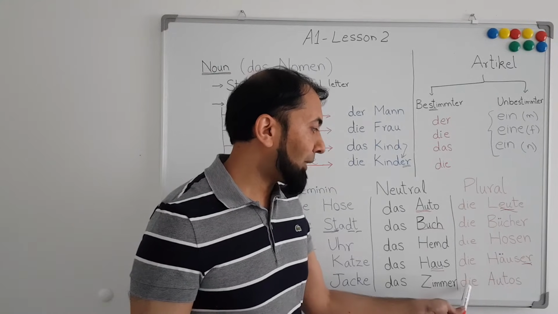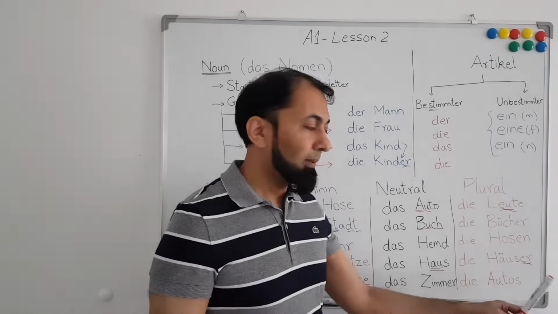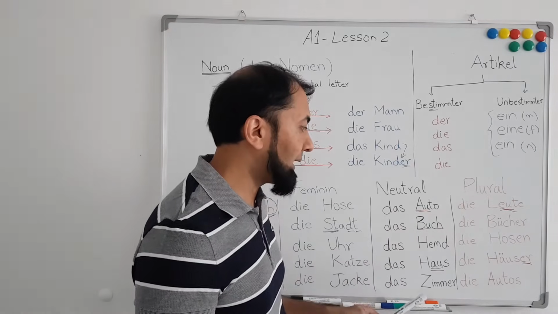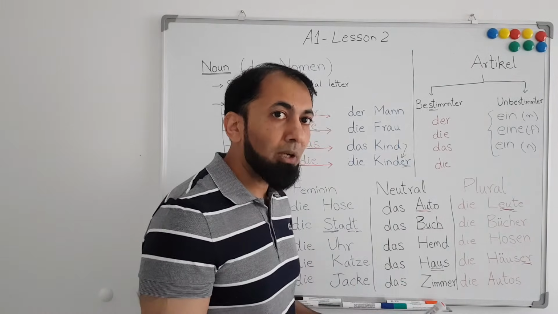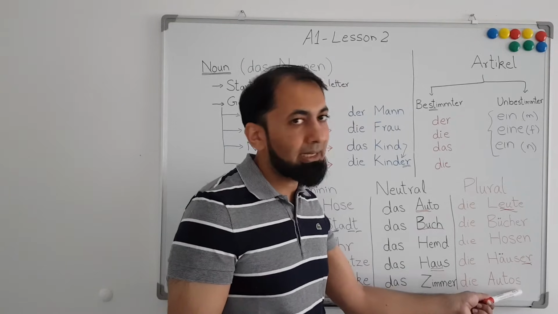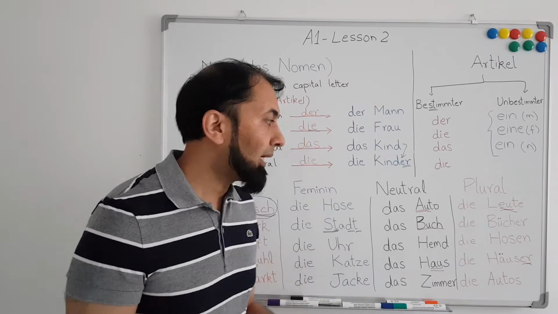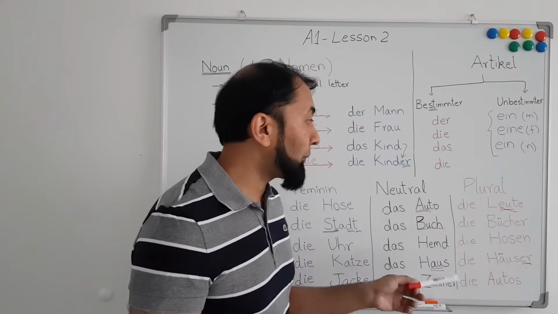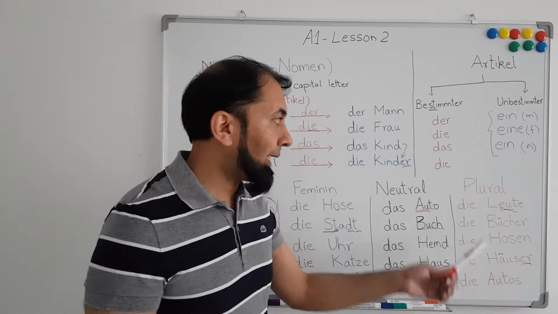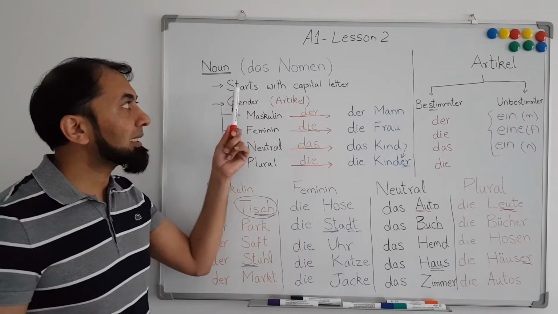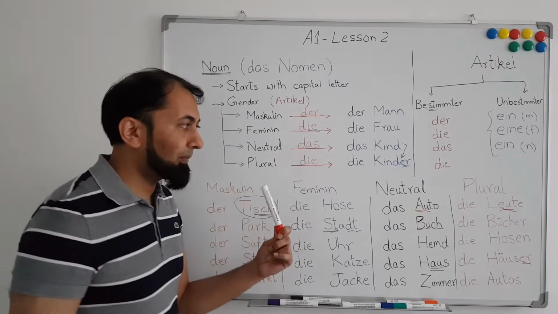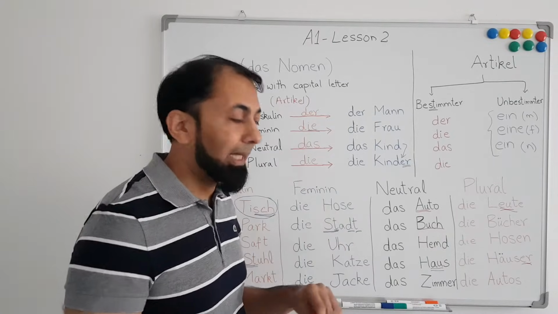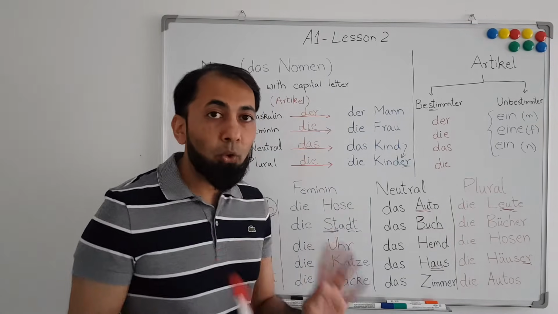Next we have the example of die Autos. Here you see that we had das Auto, car or vehicle, and in order to make the plural of it, we have added one s. Again there are different rules for making plurals from singulars. This is not the topic of today. Today is just to give you an overview of nouns, articles, and all types of gender a noun can have. So I hope this is clear.